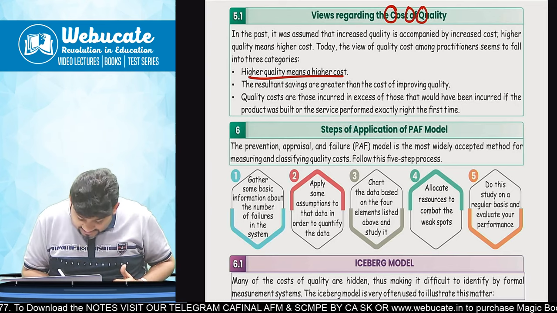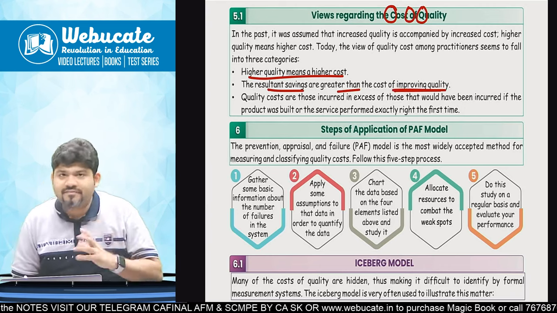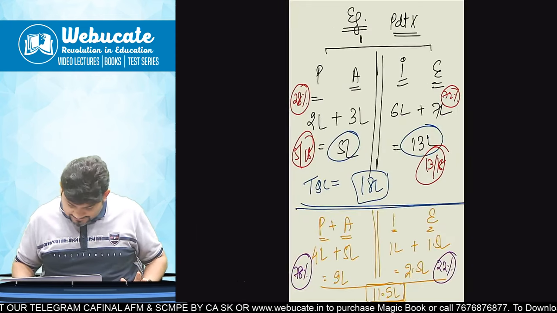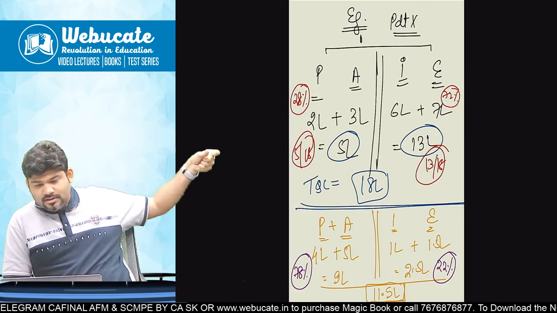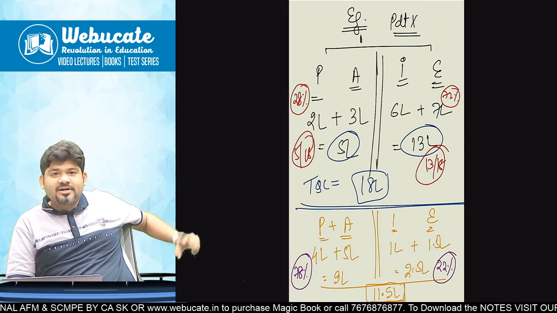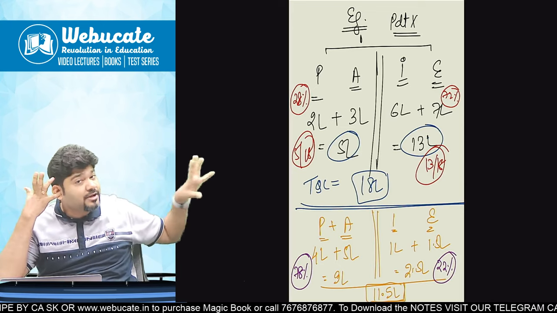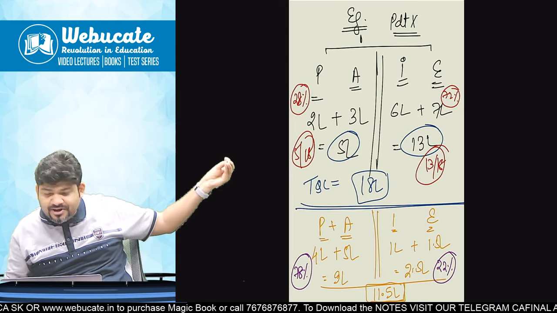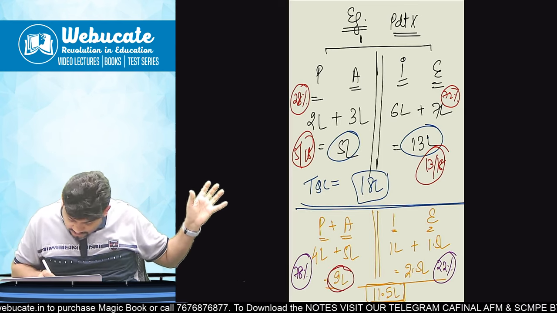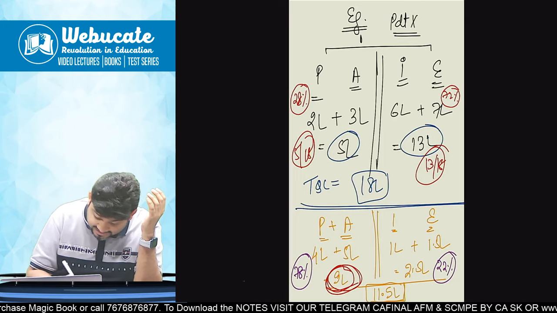Second, resultant savings are greater than the cost of improving quality. Always, always, always. So, see here. From 18 lakh, we have gone down to 11.5 lakh. So, how much have we saved? Effectively, we have saved approximately 6.5 lakh rupees. But to save this 6.5 lakh rupees, we had to incur a lower amount. So, the resultant savings are always higher.